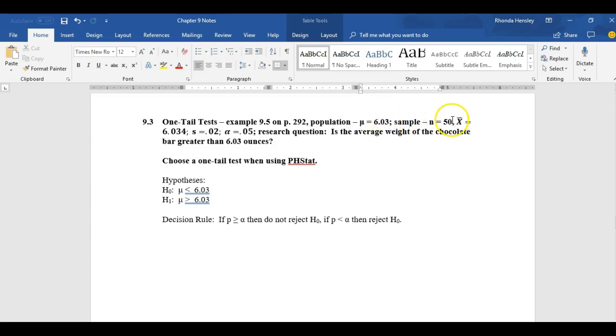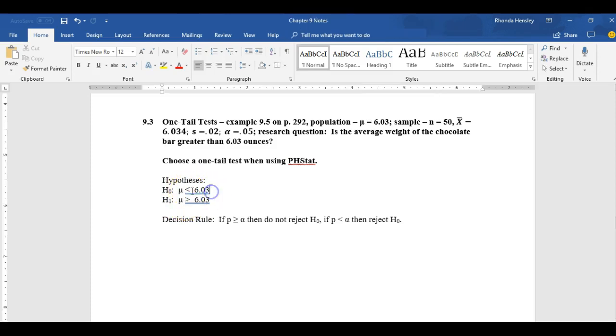So we take a sample of 50 chocolate bars, we weigh them, and they have an average weight of 6.034 ounces, and the standard deviation computed is 0.02 ounces, again at the alpha level of 0.05. So our research question is: is the average weight of the chocolate bars greater than 6.03 ounces? You set your hypothesis test up so that it is a right tail test, and you're interested in whether they weigh too much. So you put the greater than sign in the null hypothesis, and the less than or equal to sign, which should be there. Maybe that is there, I do not know, but let's go back and fix that.